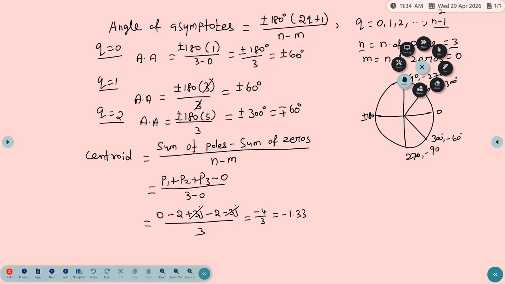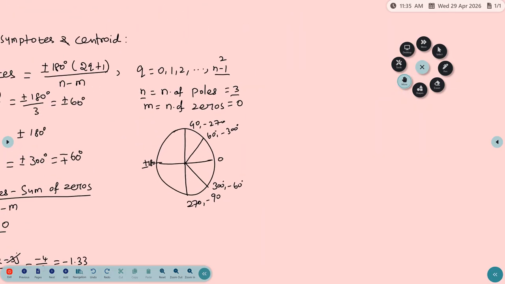Yes, we have some mistakes here. Sorry. So here, this 3 and 3 cancel. Here we are having 180 degree. Now we will see how we should mark the centroid and angle of asymptotes in our graph sheet.